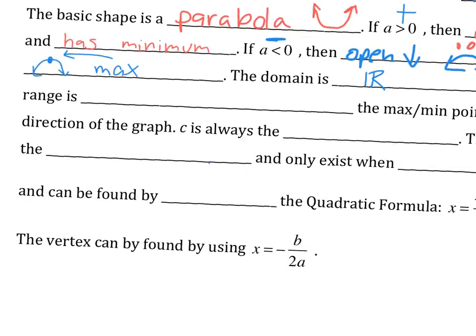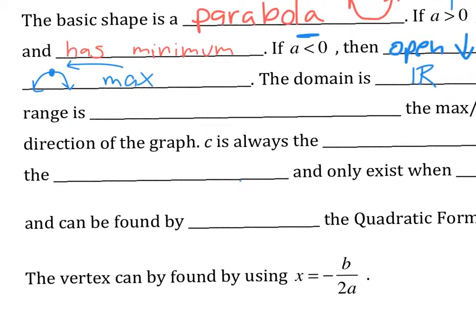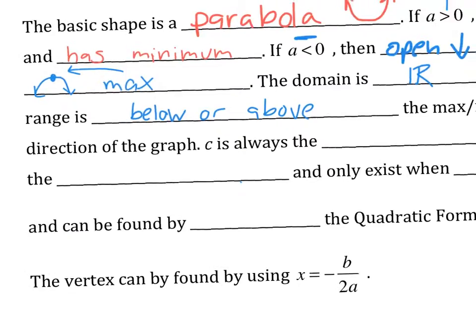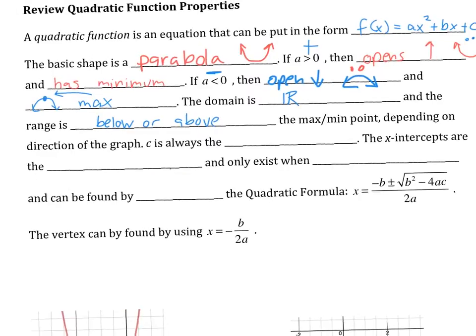And the range is below or above the max or the min. So it's below the max or above the min, depending on which direction of the graph.